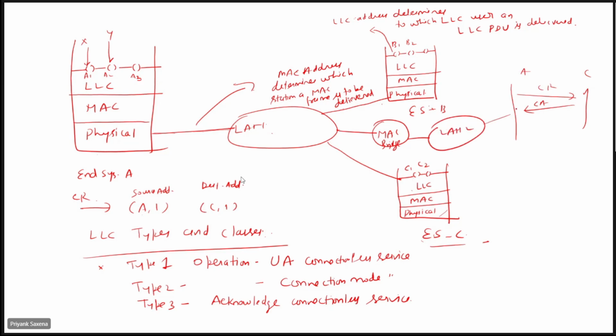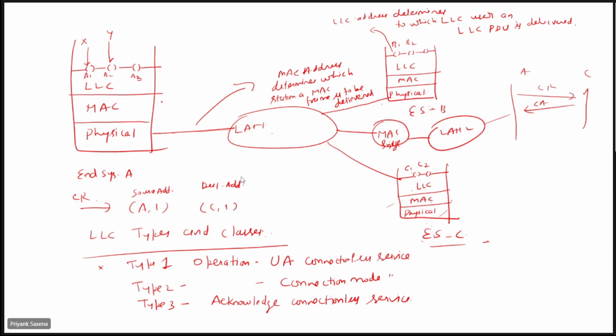Another system can be connected. Okay, so this is the same LAN. A, B, C, 3 users are there. Once this comes to the LAN, the MAC address will say which station a MAC frame is to be delivered to. So it will be delivered to that particular station, station C, and after stripping off the MAC address, the LLC user will see the LLC address, and that will say that it is to be delivered at this C1. Okay, so like that this works.